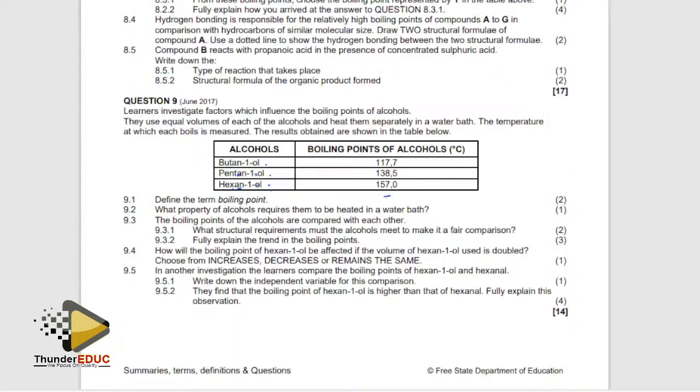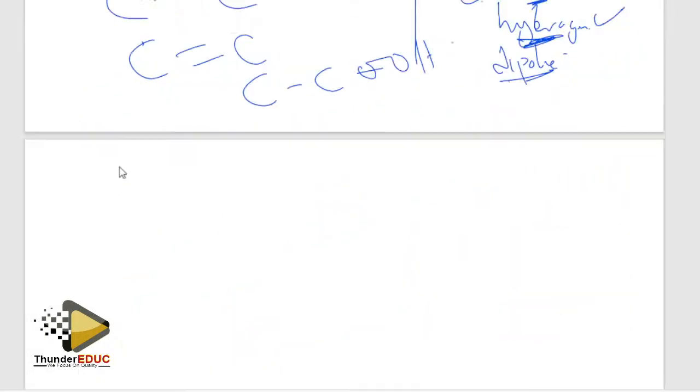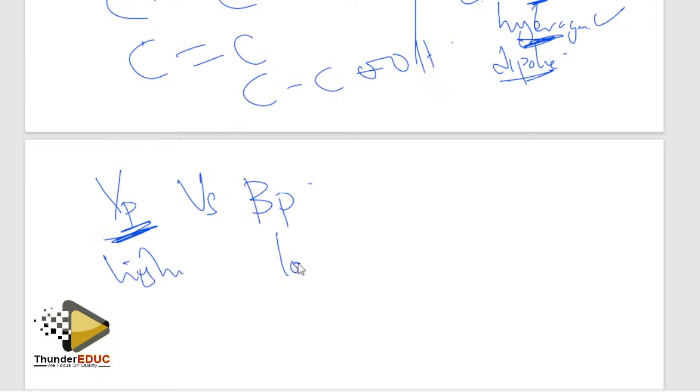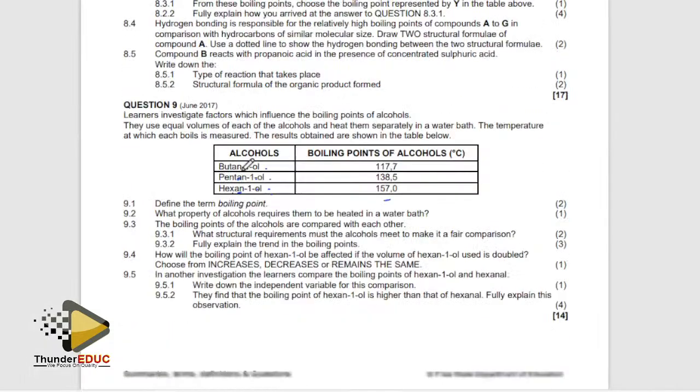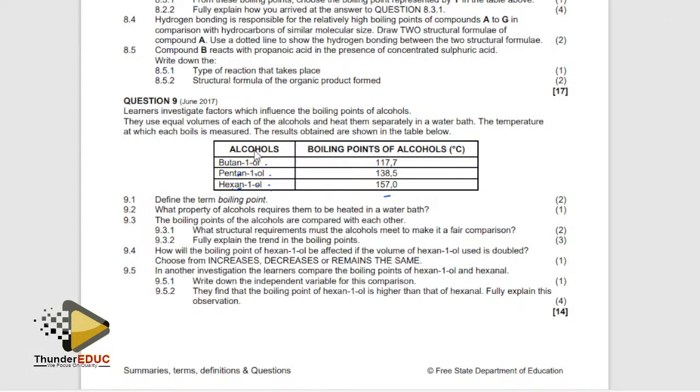How does the vapor pressure relate to the boiling point? When we talk about the higher the vapor pressure, the lower the boiling point. You understand? You must know that. But now, if I have a compound like this, this compound has a lower boiling point. This one has a higher boiling point. So this one is going to have a lower vapor pressure.